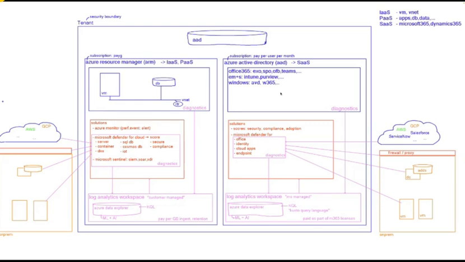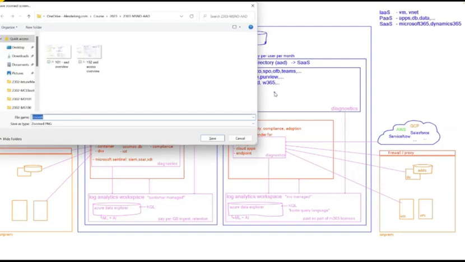What I will do here, let me get that fixed. I'm going to save this picture here. Let's name this the Microsoft monitoring .png. This is going to be a picture.